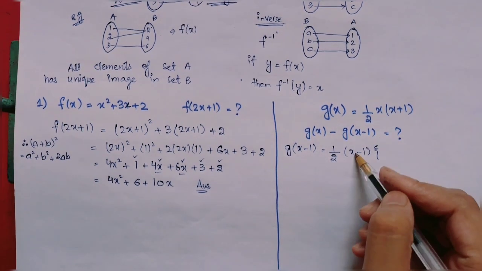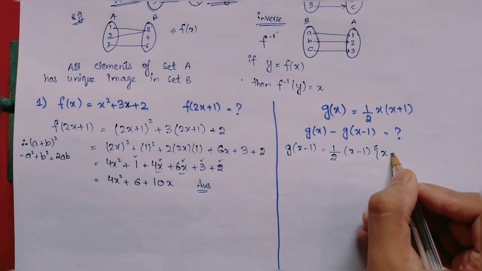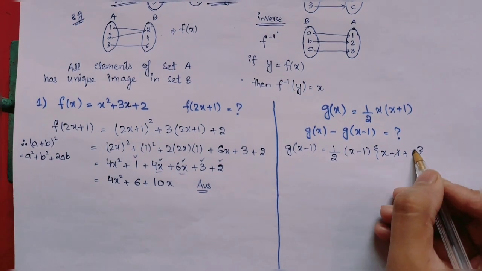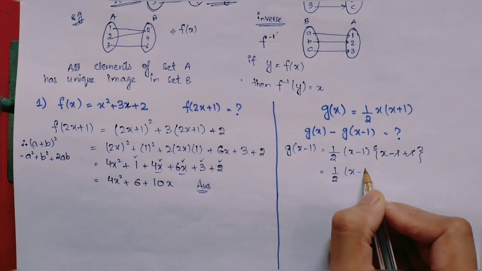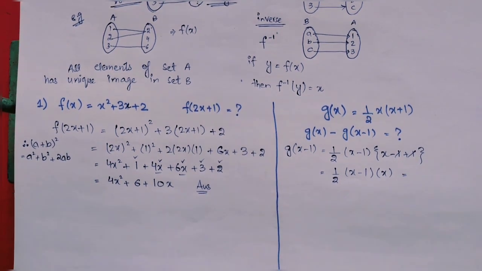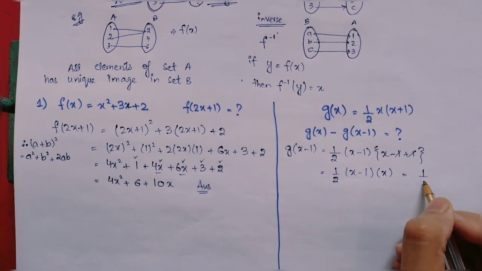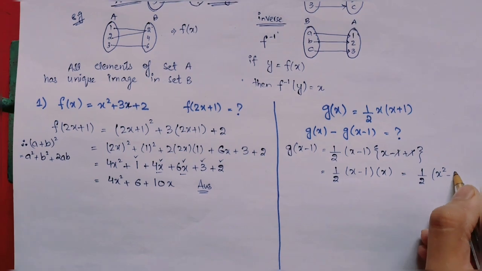Here is x, I wrote x minus 1. Here is x again, I am writing x minus 1, and plus 1 as it is. The bracket plus and minus would cancel, and it becomes 1 over 2 x minus 1 into bracket x. So simplified, how can we write it? 1 over 2 x multiplied by x square minus x.